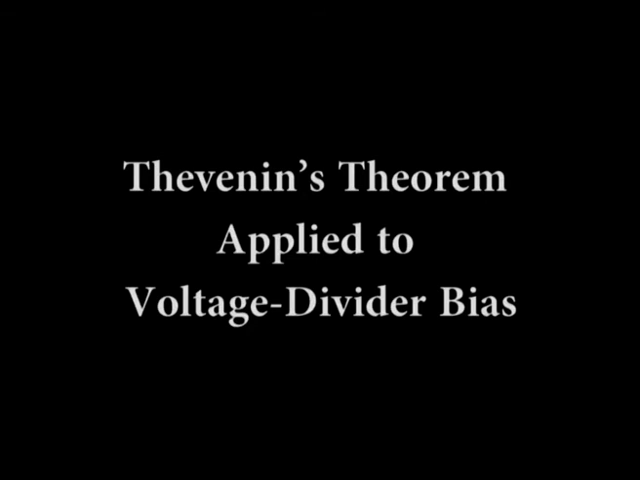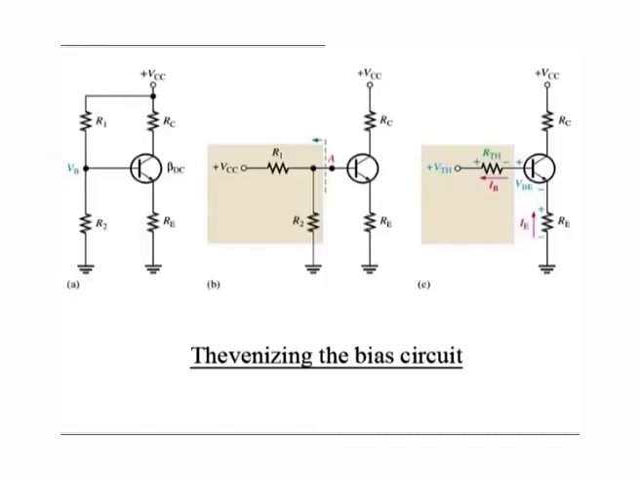Thevenin's theorem applied to voltage divider bias. To analyze a voltage divider biased transistor circuit for base current loading effects, we will apply Thevenin's theorem to evaluate the circuit. First, let us get an equivalent base emitter circuit for the circuit in the figure here using Thevenin's theorem.